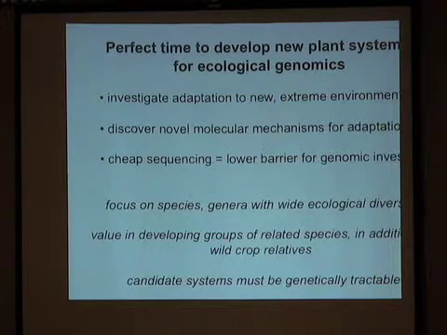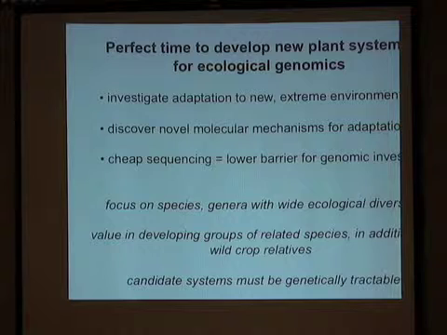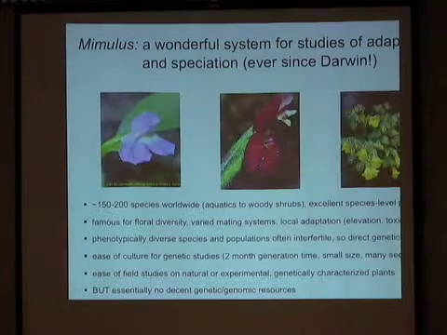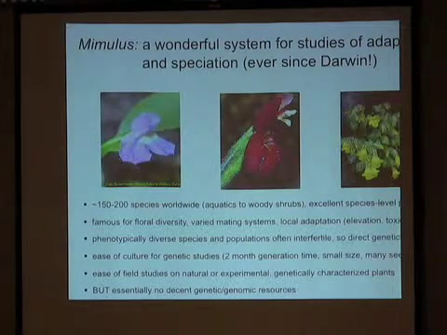And I think it's important, when you think about developing new systems, to focus on species or genera with wide ecological diversity. There's value in developing groups of related species in addition to wild crop relatives. And ultimately, I think an important thing is that novel plant systems be genetically tractable so we can use forward genetic approaches to understand diversity and adaptation.